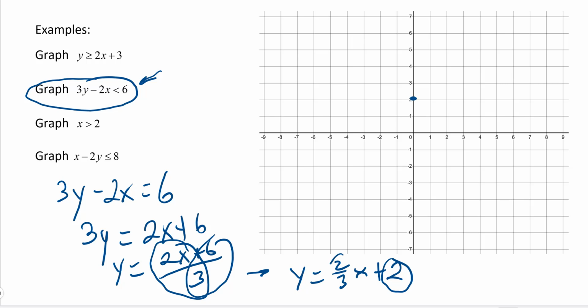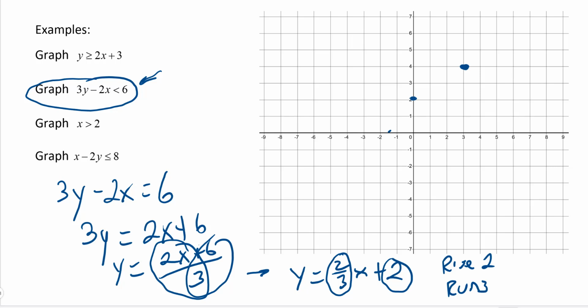And then I can use the fact that this is the slope to tell me that there's a rise of 2 and a run of 3. And I can go 2 units up, and 1, 2, 3 units over. And there is another point on my graph. And now I can connect the dots.